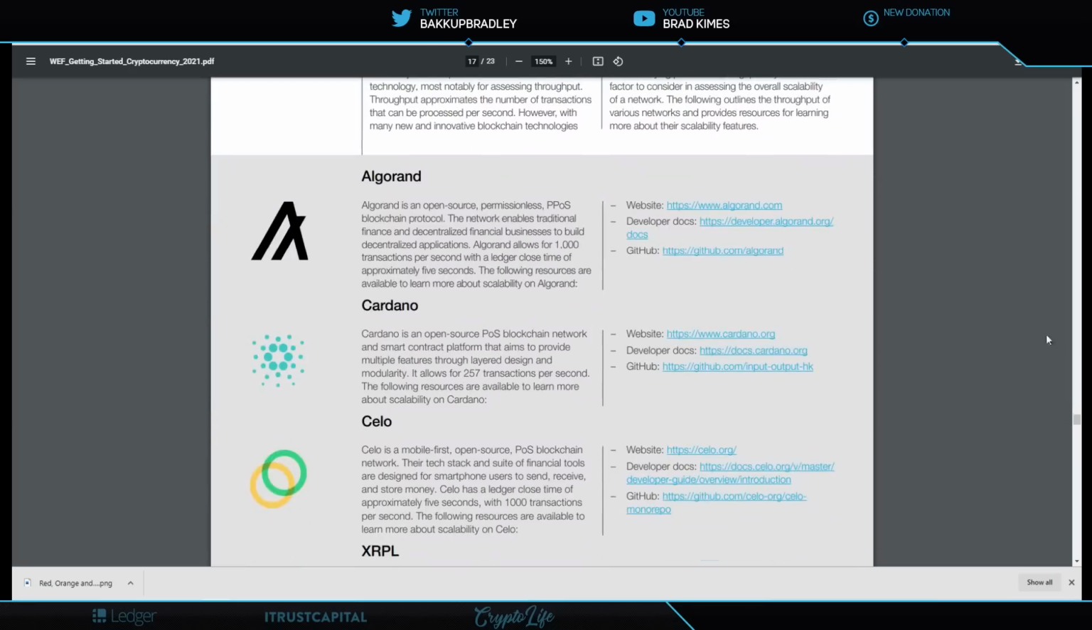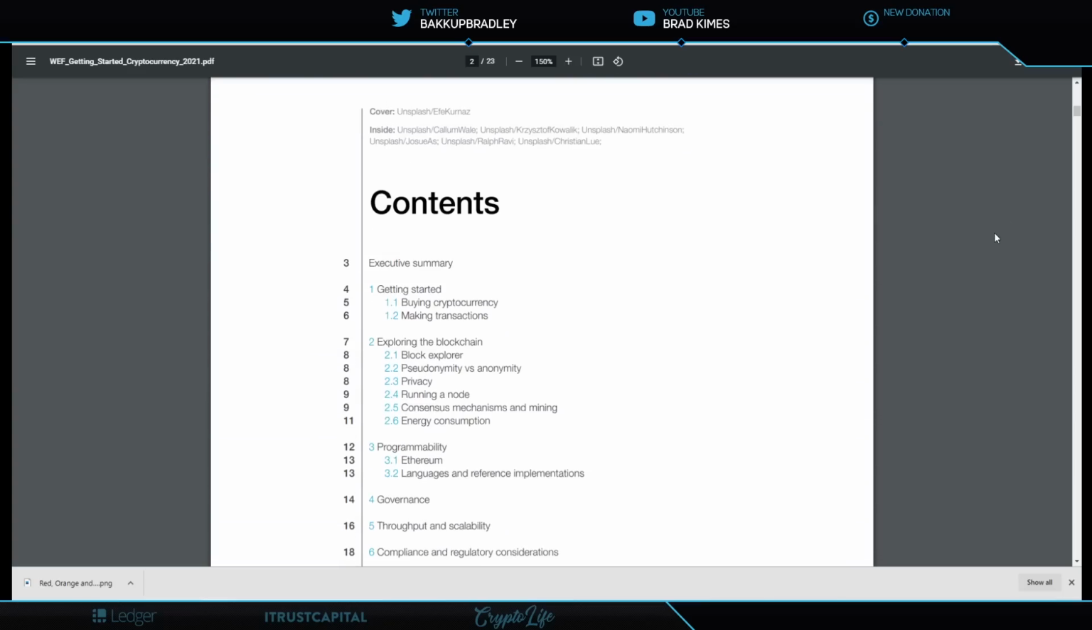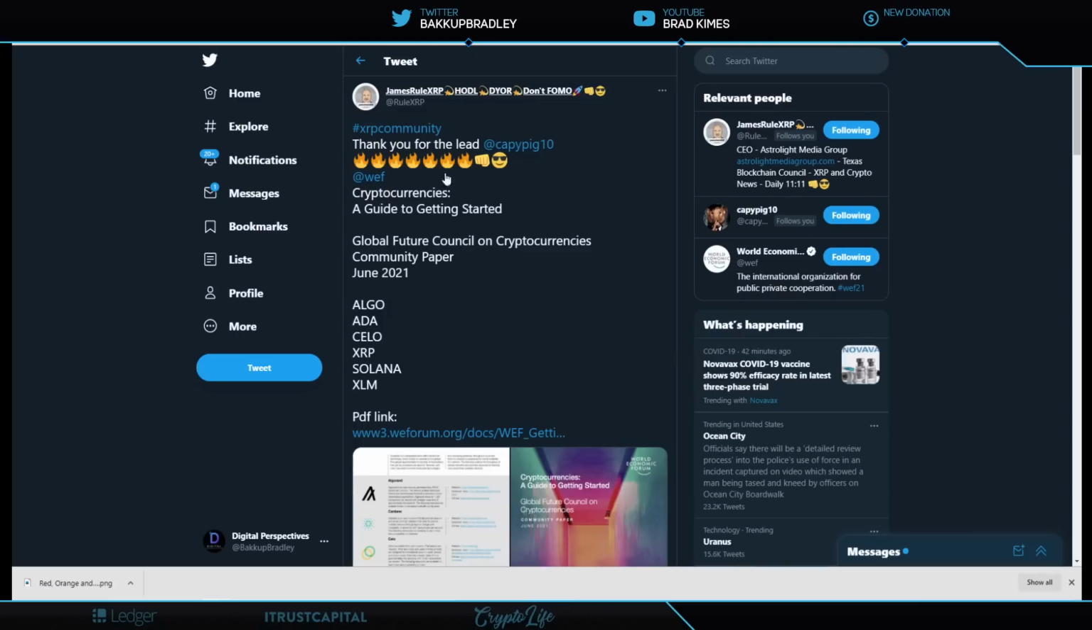This document, by the way, ladies and gentlemen, is from this month, right? June, I believe it is. Yeah, it is from this month, just released. So it is still on the table. The SEC lawsuit doesn't scare the World Economic Forum either.